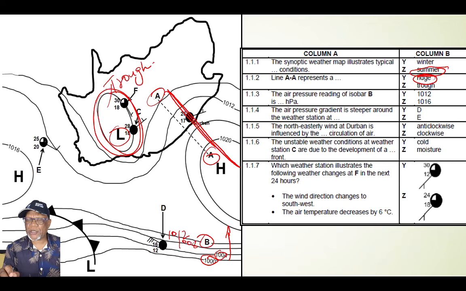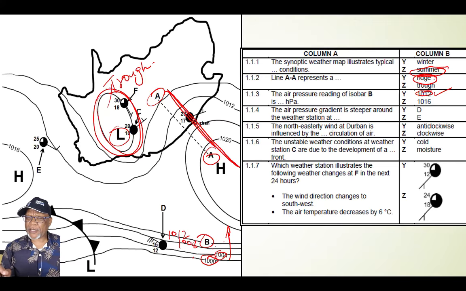So now the question is the air pressure reading of isobar B. Here is the isobar B. The pressure is increasing northwards, towards the H there. So as you do that calculation, this one is 1000, this one is 1004, which means this one will be 1008. Then when you add 4 to 1008, it is going to be 1012. So the correct answer there will be 1012, which is Y.